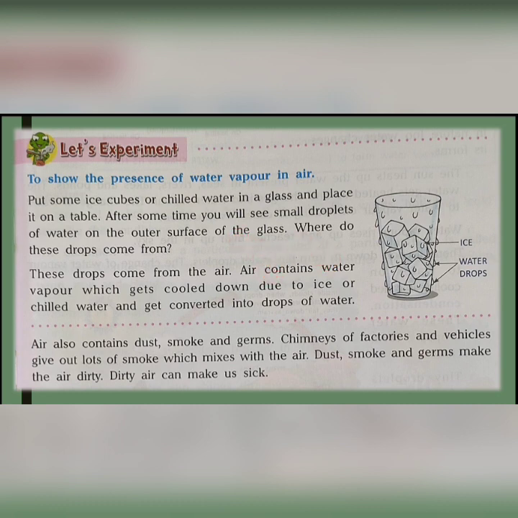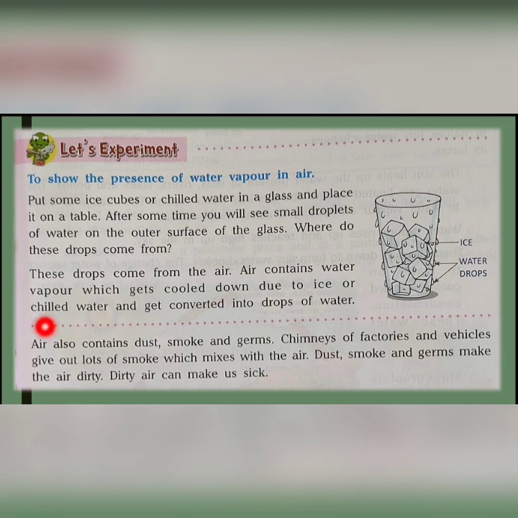Then the question arises, where do these drops come from? These drops come from the air. Air contains water vapor, which is in the form of gas, and it cools down due to the ice or the chilled water, and then is converted into drops of water. As we learned previously, when water vapor gets cooled, it changes into water droplets, which is called condensation. Do you remember?